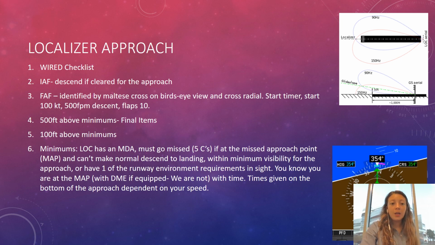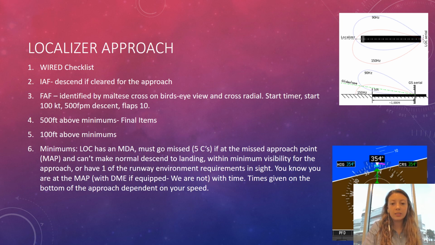Except here, once you have reached your minimums, the localizer has an MDA, that's a minimum descent altitude, and that means that if you are not able to see the runway, you can't make a normal descent to landing, you have to stay at that altitude until you reach the missed approach point, and then you can go miss.